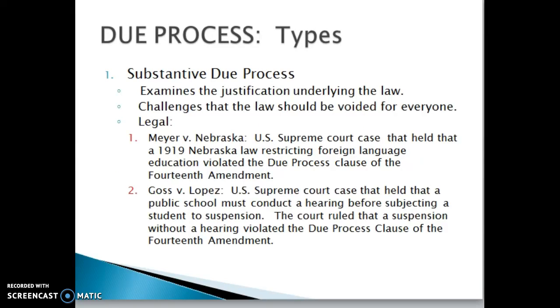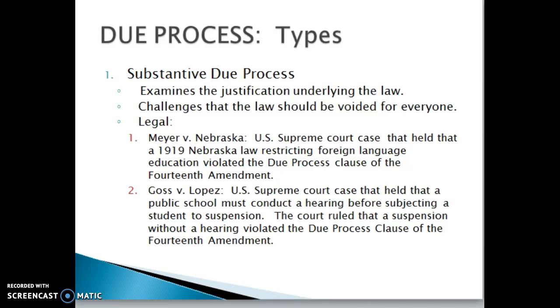Let's talk about substantive and procedural due process, though. Substantive due process examines the justification underlying the law. It challenges that the law should be voided for everyone. Now, I have listed two different cases. Both of these have a tremendous impact in the world of education.